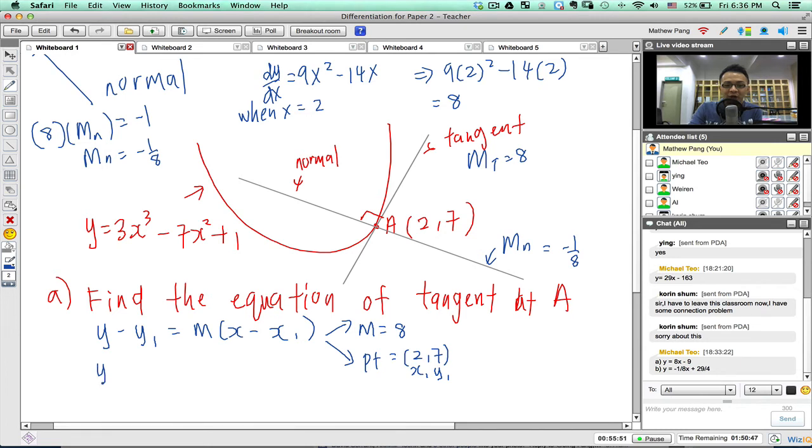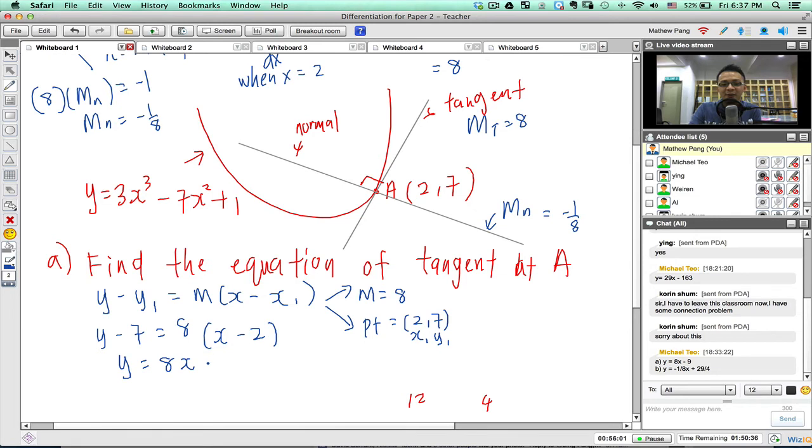So what's my y1? It will be 7. What is my gradient? It is a. What is my x1? It is 2. Then y equals 8x. This one will be minus 16. Minus 16 plus 7 is minus 9. Alright, then we are done with this part. Then we move on to the normal.